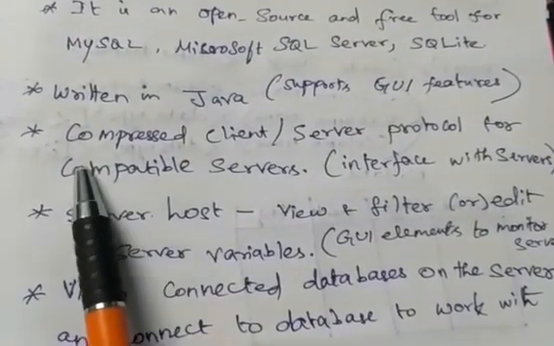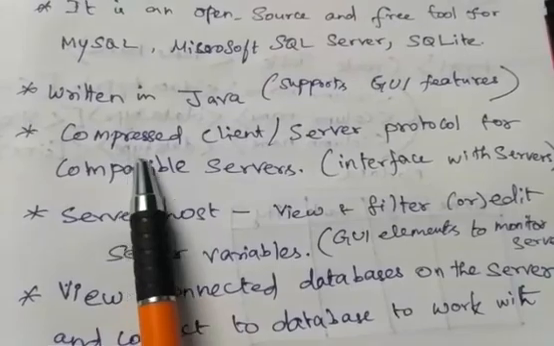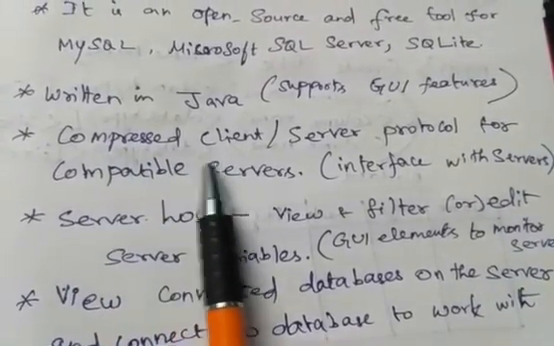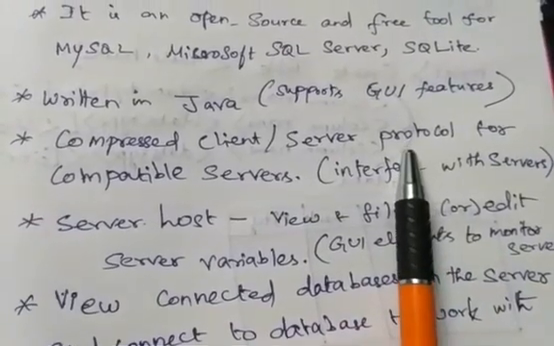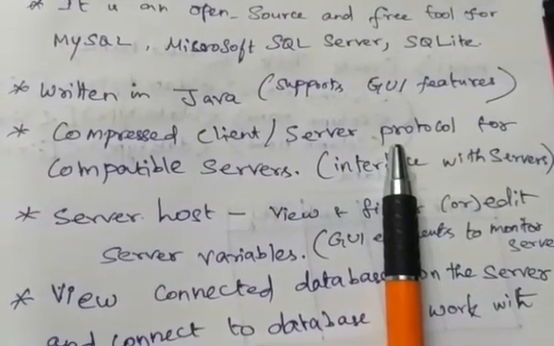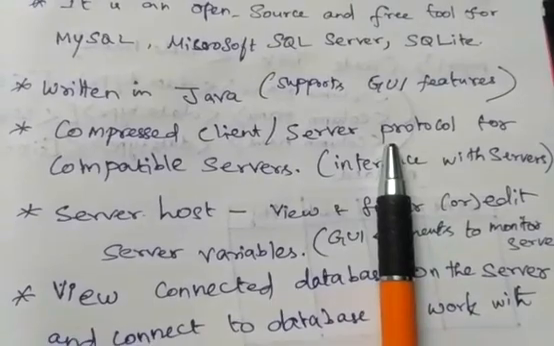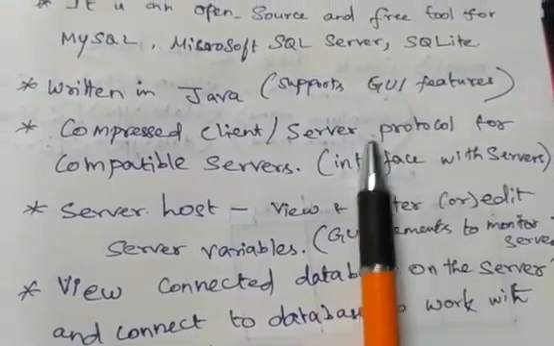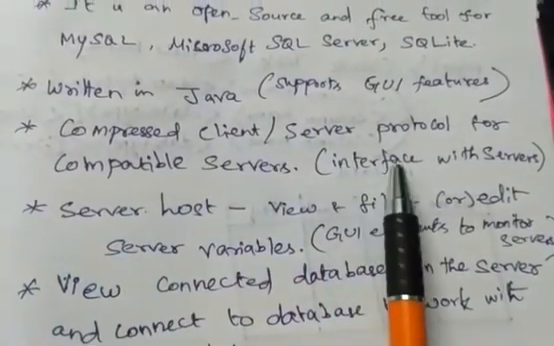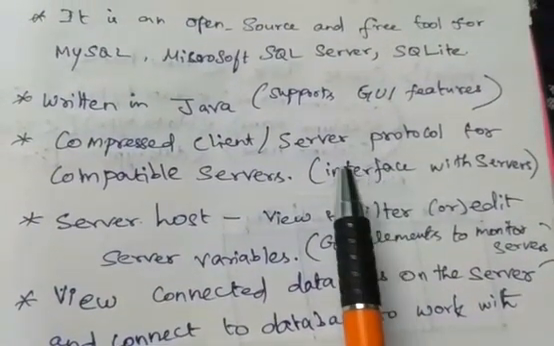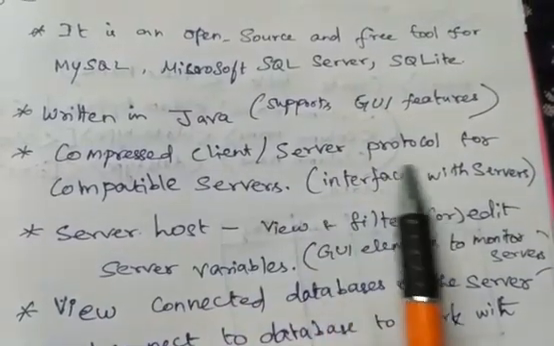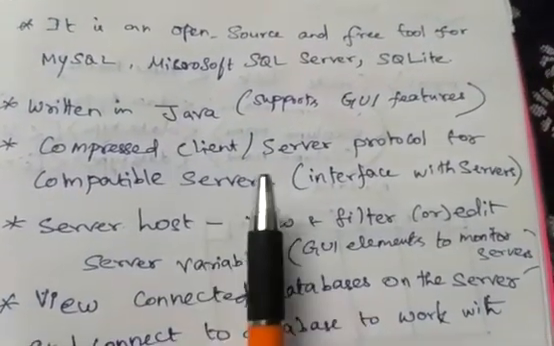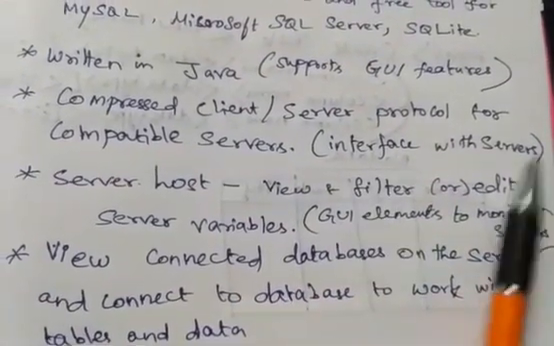And then next, it is also used to manage the servers. So it uses some protocols. Protocols, what do they mean? Last year you studied what a protocol is. It is a set of rules which is used to connect the client and server, and HeidiSQL uses compressed client server protocols, which are used with the servers. So it acts as an interface with the servers.